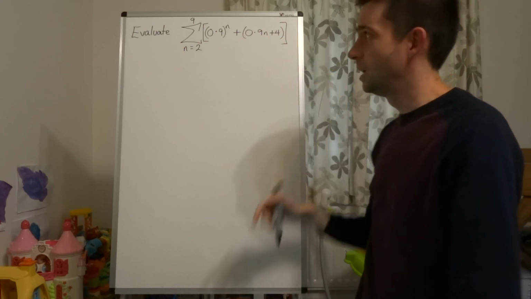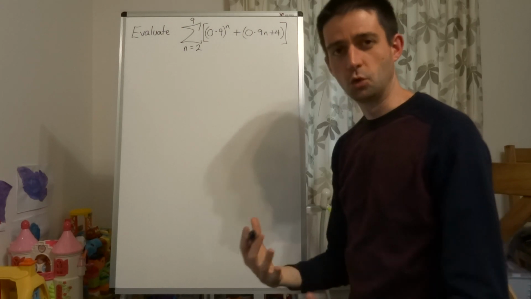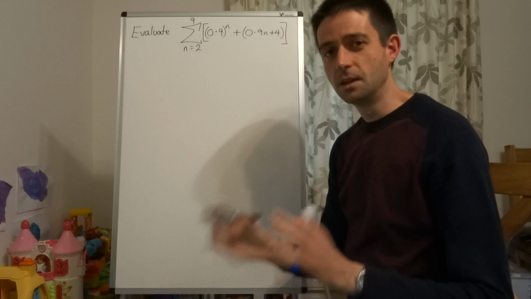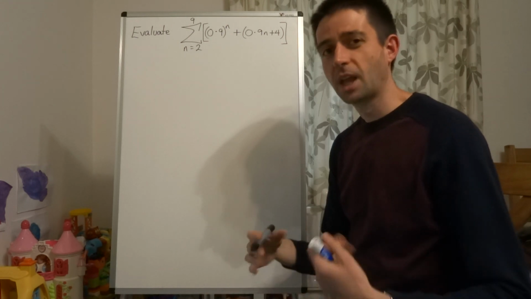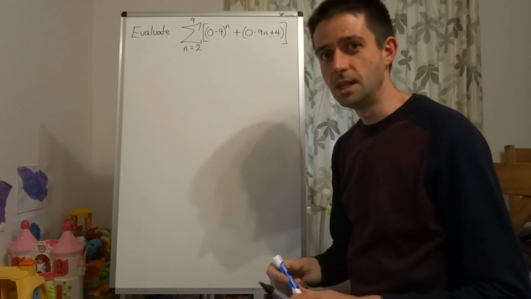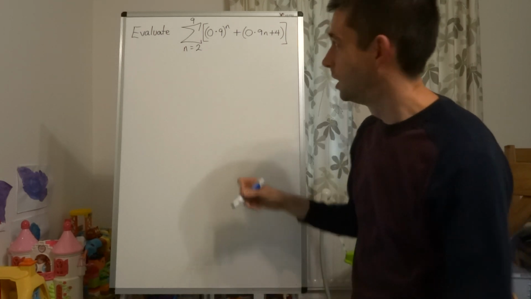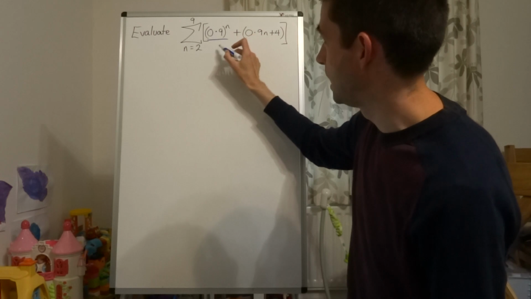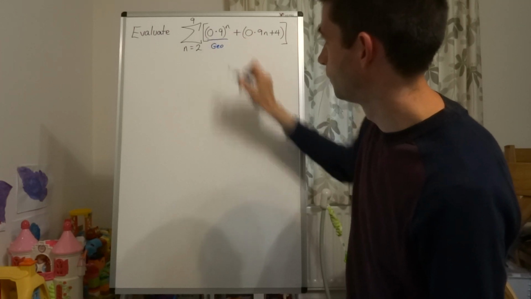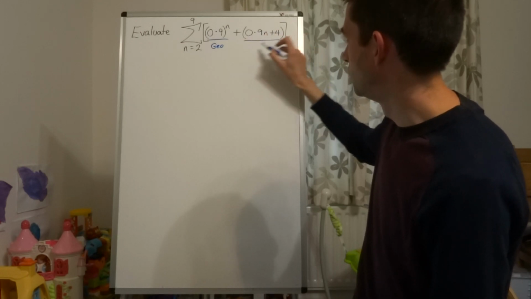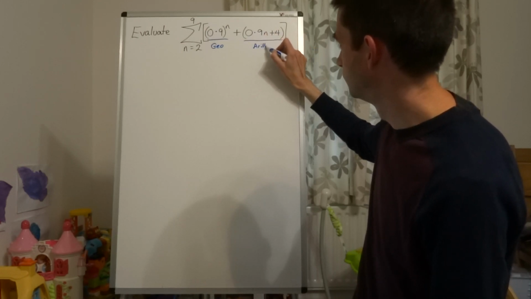plus 0.9n plus 4. Now in the previous video I talked about writing out the first few terms of the sequence to see how it's behaving. This is going to be a problem here, and the reason for that is that the series that we're summing is formed of two parts, one of which is a geometric series and the other of which is arithmetic.